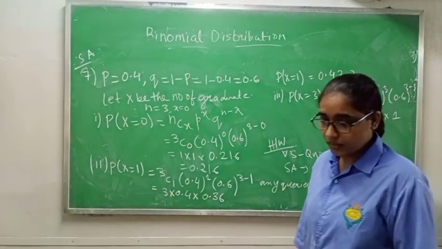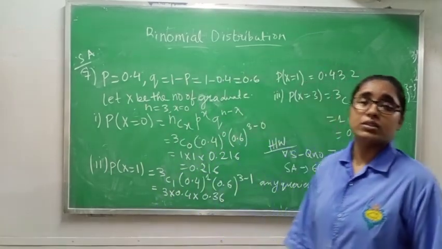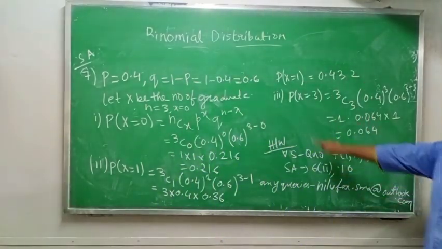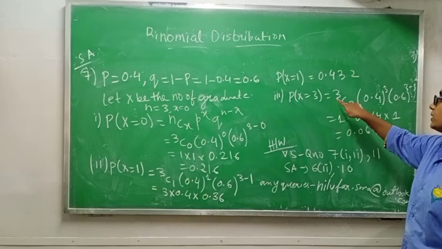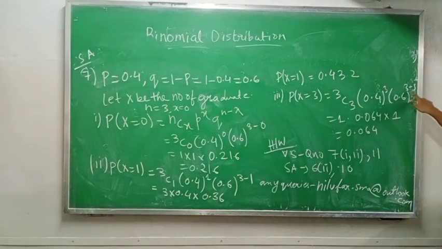Now in the third part they are saying all will graduate, meaning 3 out of 3 will graduate, so x will be 3. It means 3C3, 0.4 to the power 3, 0.6 to the power 3 minus 3. Write it properly, it is 3. So 3C3 is 1, 0.4 to the power 3 is 0.064, and 0.6 to the power 0 becomes 1 because 3 minus 3 gives 0. So 0.064 is your answer.